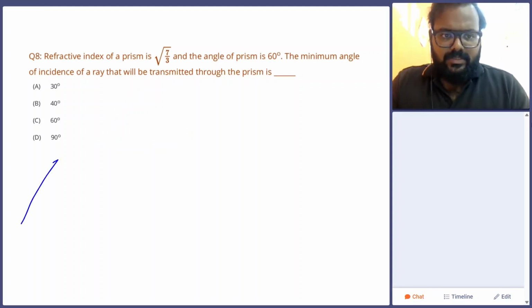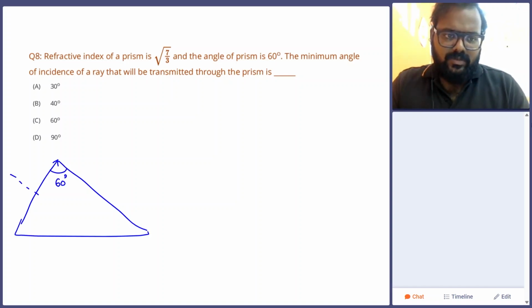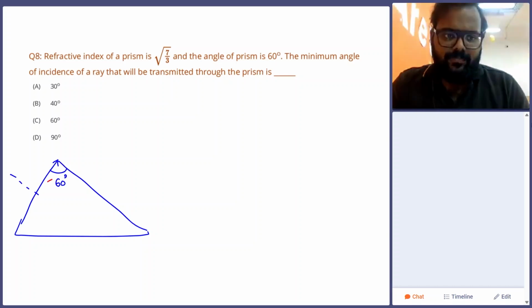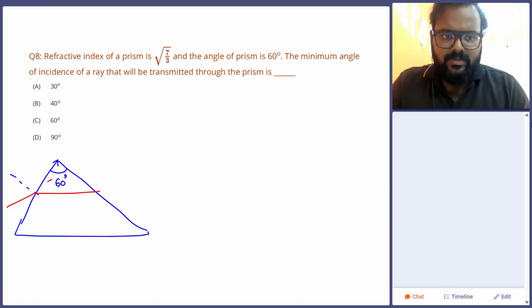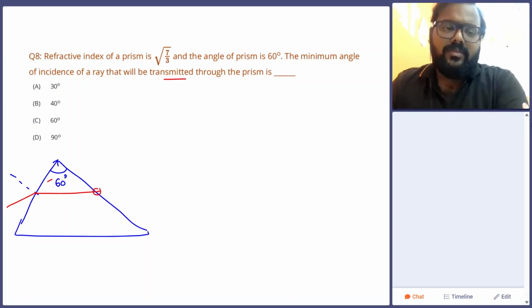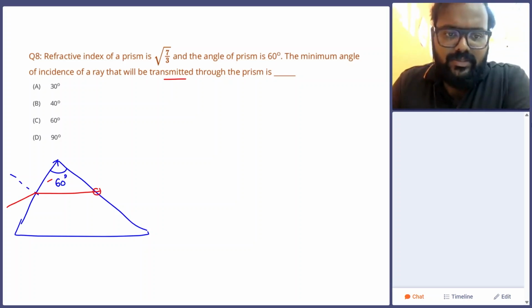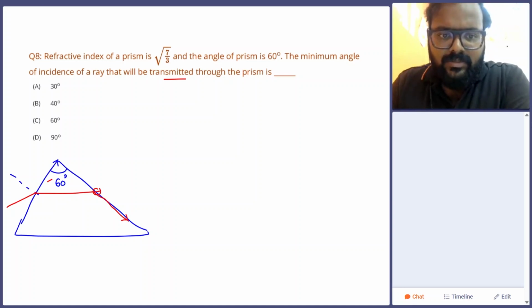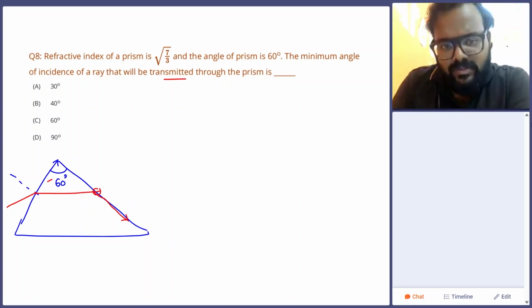So a prism like this. The angle of the prism is 60 degrees. You are sending some light over here, and then it goes, and at this point I want it to be transmitted. So if you take a critical case, it should actually graze through the point. Okay, look at this carefully.